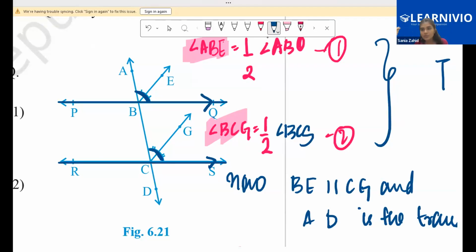If you don't have parallel lines, you don't have corresponding angles. And if you have two equal angles which are corresponding in nature, that means the lines are parallel. So it goes both ways. If you have parallel lines, then you will have corresponding angles. And if you have corresponding angles that are equal to one another, then you will have parallel lines.